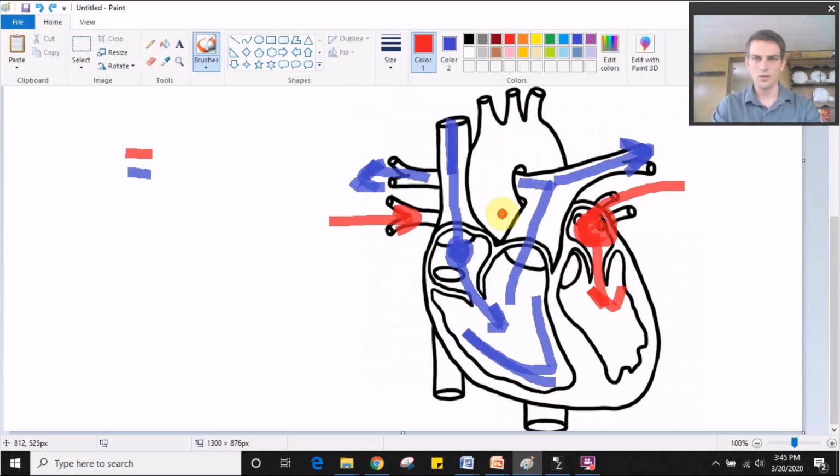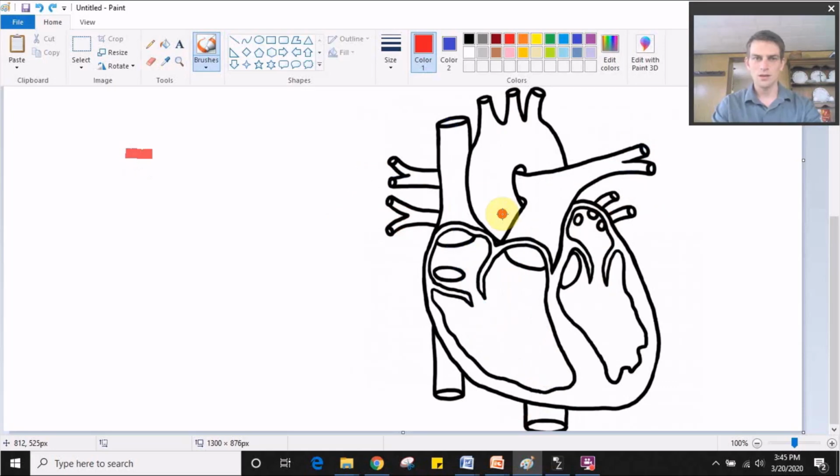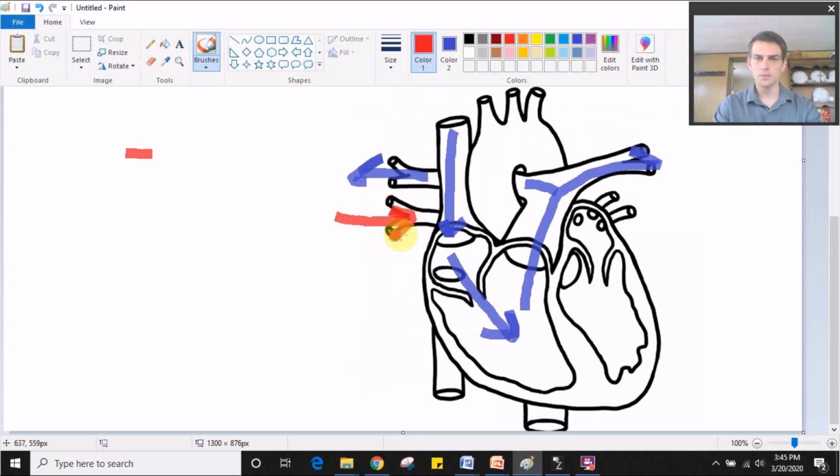Let me just do that in fast motion here for you again. So it'll come into the right atrium, go into the right ventricle, get pumped out to the lungs. It goes in 2 directions. It gets oxygenated at the lungs, comes back into the left atrium, then it goes to the left ventricle, and then out to the rest of the body. And that is how your heart works.